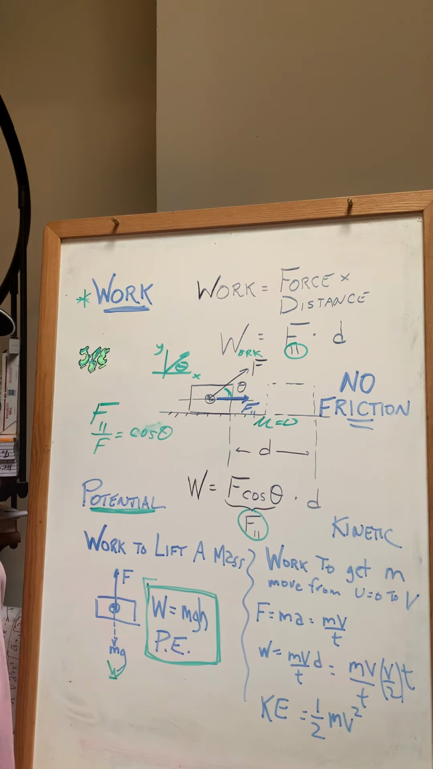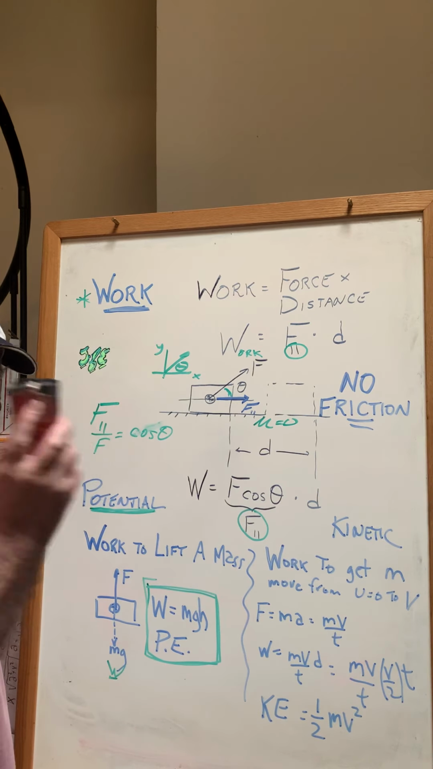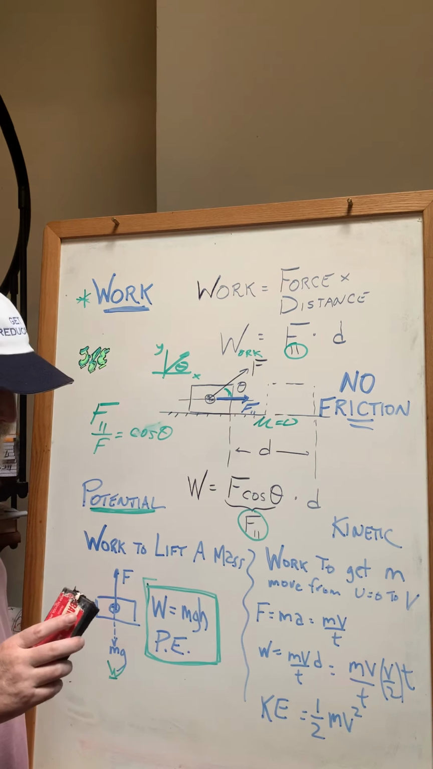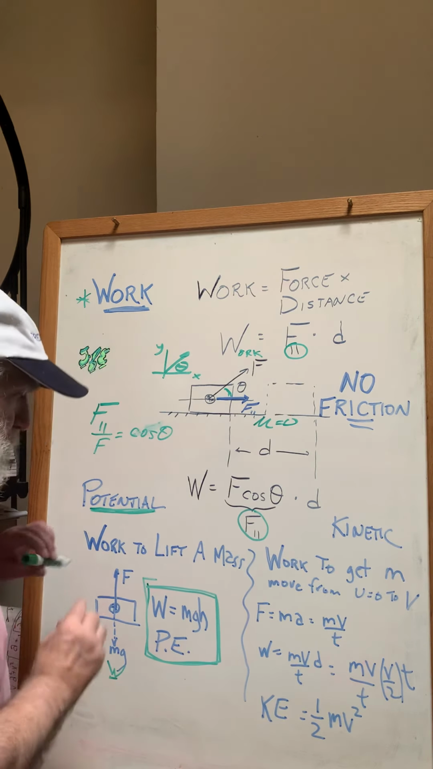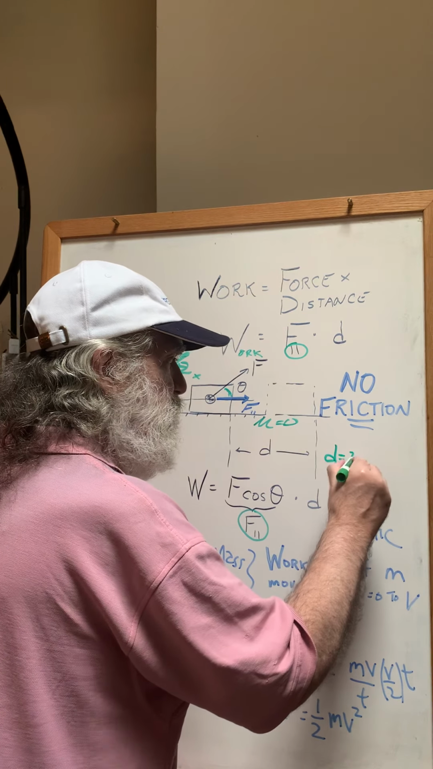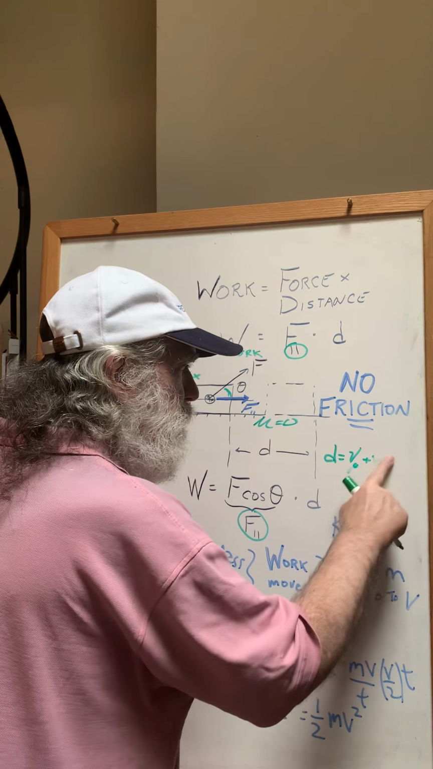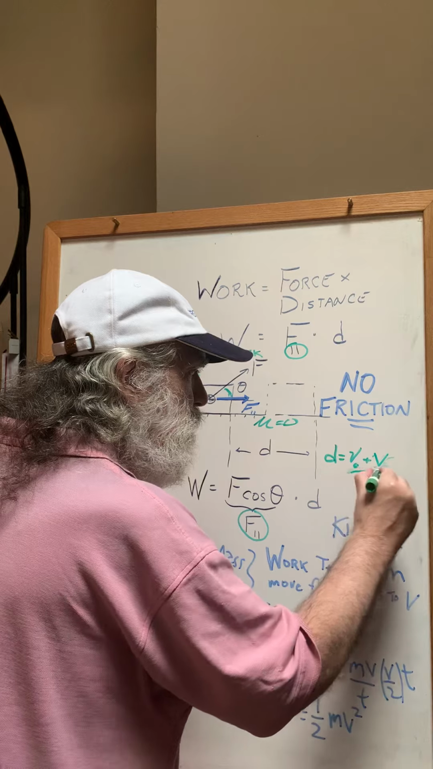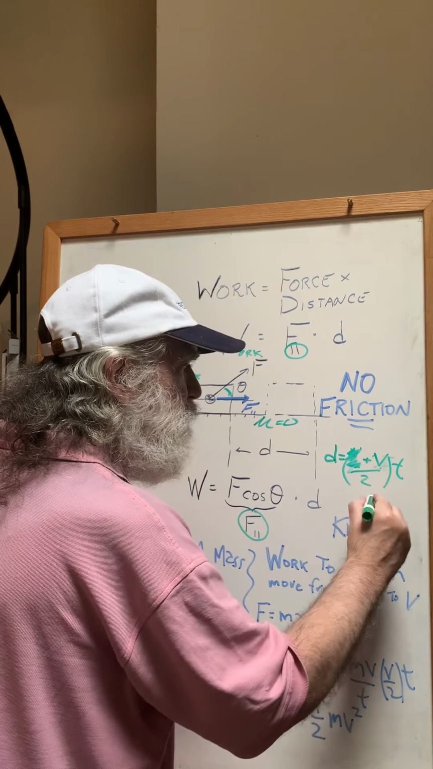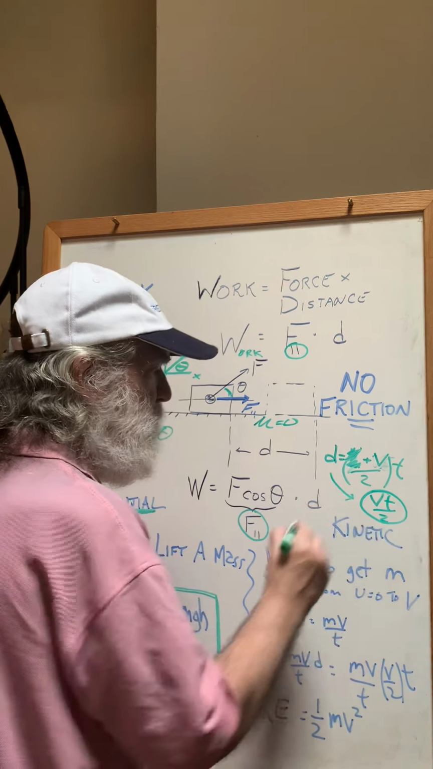So there's another kind of energy. How much energy would it take to get this mass moving at constant velocity? And we'll say from rest. So from rest means that on our big four, we have d equals v0 plus v over 2 times time. But v0 is 0, so it's just vt over 2. That's the distance from the big four.